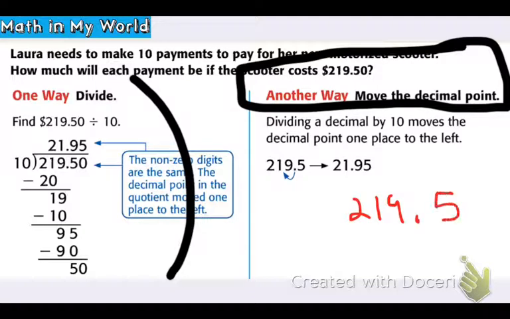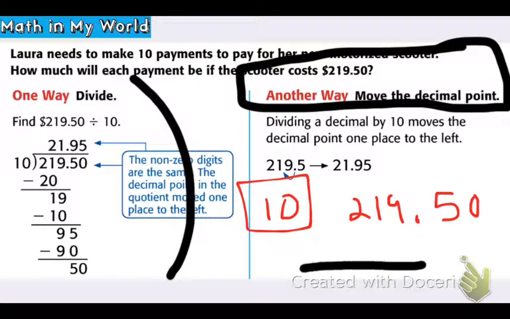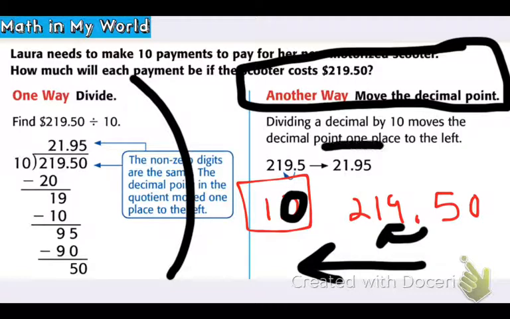Okay, we started with $219.50, and she's going to divide that by 10 payments. Well, step 1 is determine the power of 10. Well, there's only one power of 10. Step 2, we're going to move to the left according to the number of zeros in our power of 10. Well, there's only 1 zero, so I can go ahead and move my decimal 1 place to the left. So she's going to have to make $21.95 each time she makes a payment.